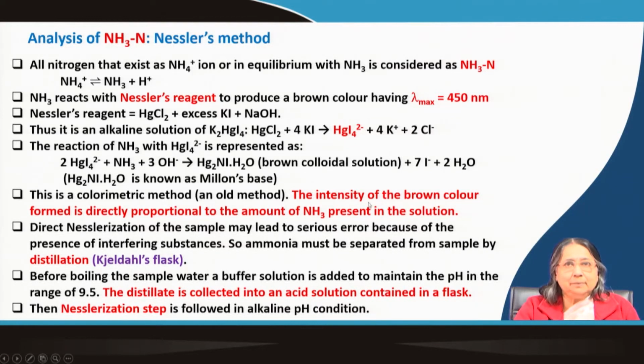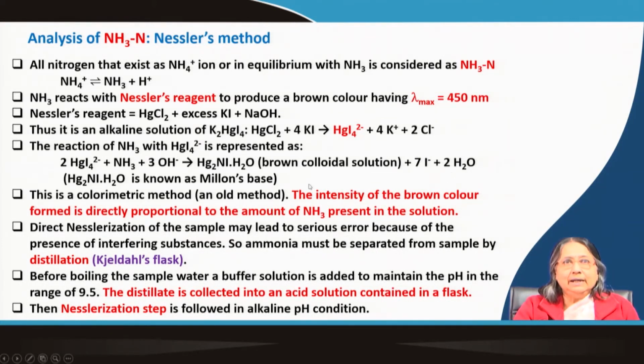It is the brown color; the intensity of the brown color is directly proportional to the amount of NH3 present in the solution. So, you can use it as a colorimetric method. Now, direct Nesslerization of the sample may lead to serious error. Direct Nesslerization means you take the sample and put in the reagent, that is the Nessler's reagent, then you think that some brown color will be formed and you can use this for ammonia nitrogen determination, but it is not like that.